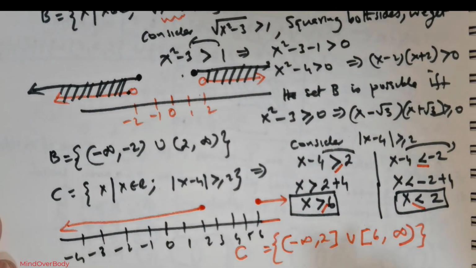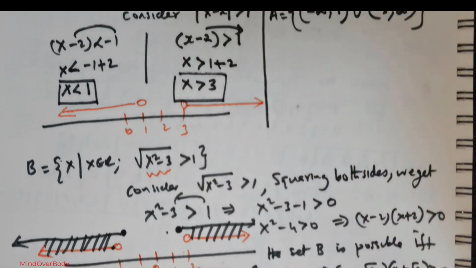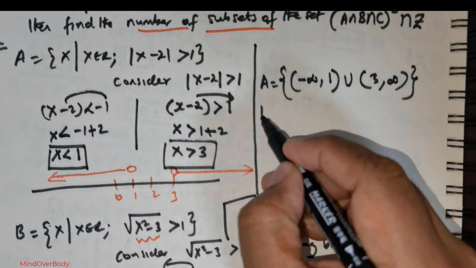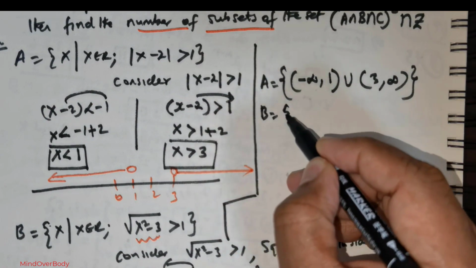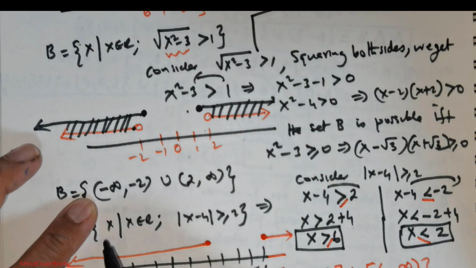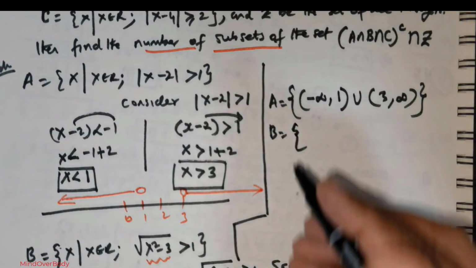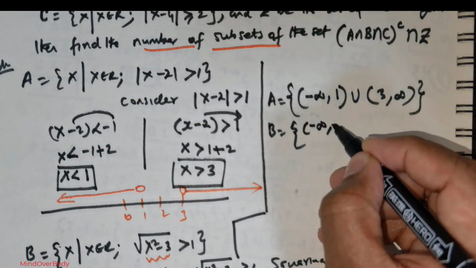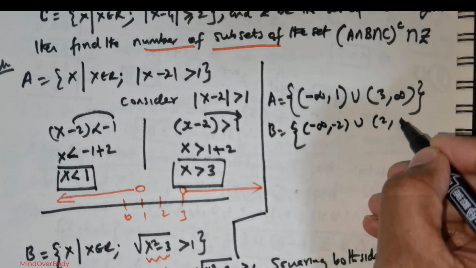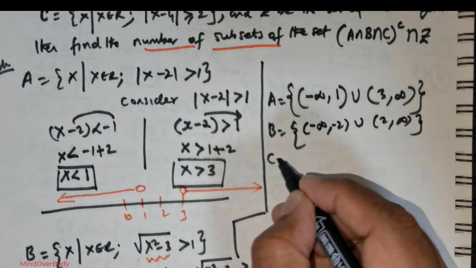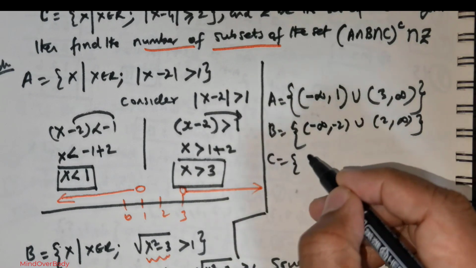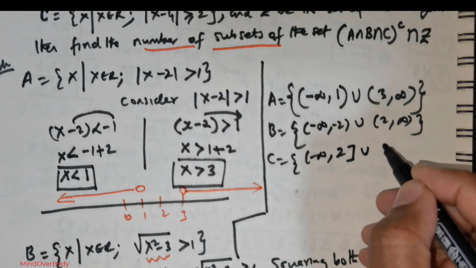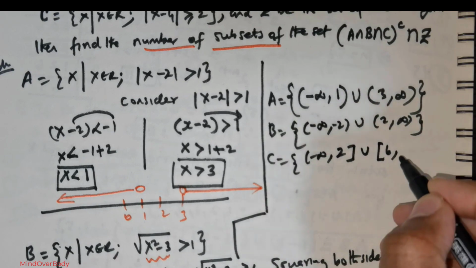Now we need to obtain the intersection of all these sets. So let me go up over here. I've got a beautiful space reserved. Let me write down the set B. Now B is this: -infinity to -2 union 2 comma infinity, and C is -infinity to 2 union 6 to infinity.